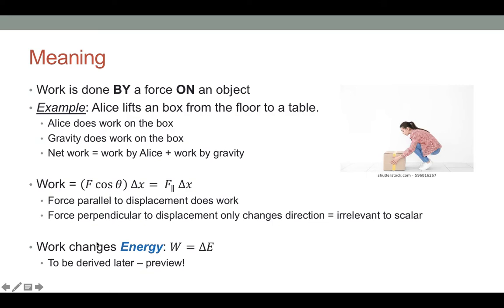Now we'll introduce this now, but this is our next major topic: work does something, it changes something. And what it changes, we're going to call the energy. So work will equal the change in energy of an object. This is just a preview. We will derive exactly what that means later. But for the time being, we will say work changes something about the object, and that something we're going to call energy.